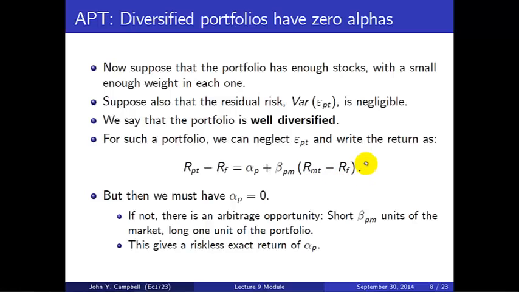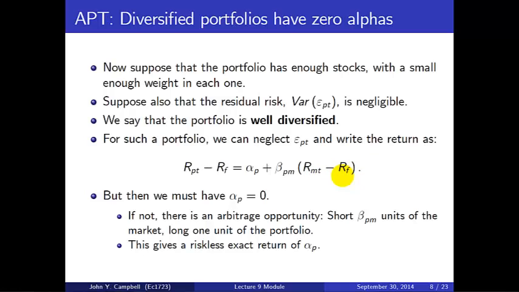But if you look at this equation and think about it, you realize that we must now have alpha P equals 0. Why is that? Well, suppose not. Suppose that alpha P is not 0. Then there's going to be an arbitrage opportunity. What you can do is form portfolios where you're borrowing at the riskless rate to invest in the portfolio P and or to invest in the market. These portfolios are going to have returns RPT minus RF for this long-short portfolio and RMT minus RF for this one.